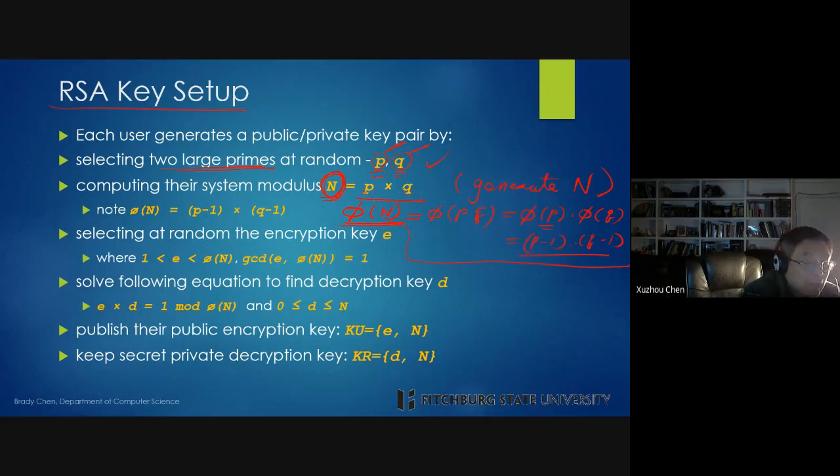Now, if they cannot factor the number, then they don't know n is the multiplication of p and q. So they cannot decide p and q, and so they cannot find the phi of n using that formula, because they don't know p and q. So they cannot calculate the phi of n using this formula. Now, if they cannot find the phi of n using the formula p minus 1 times q minus 1, what's the way to decide what the phi of n is?